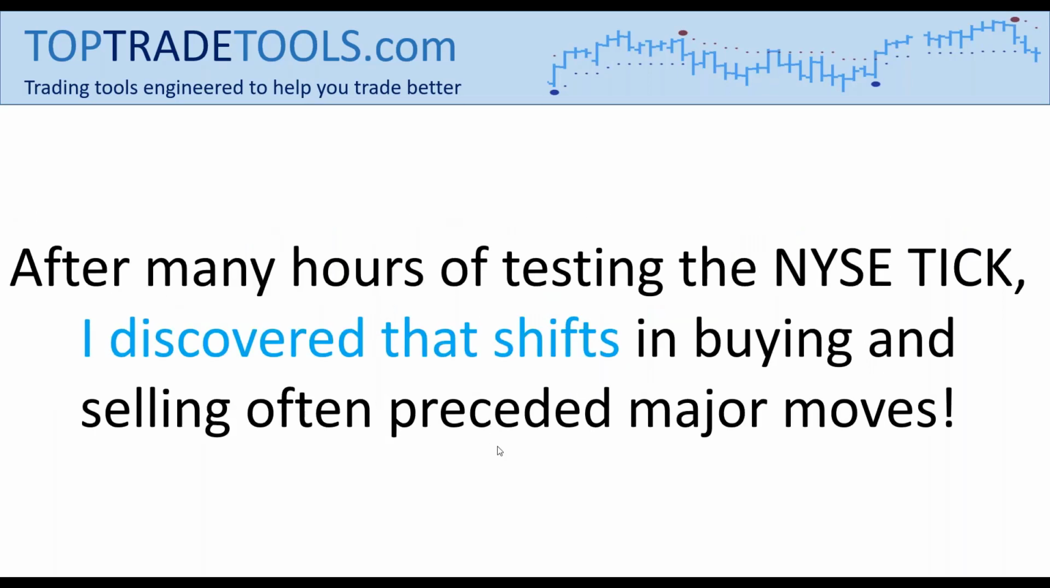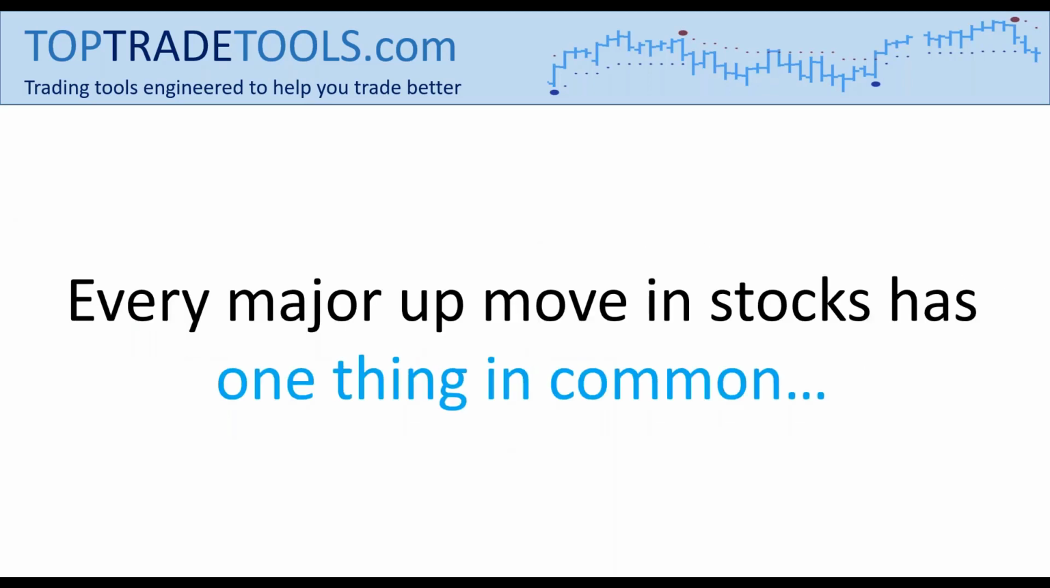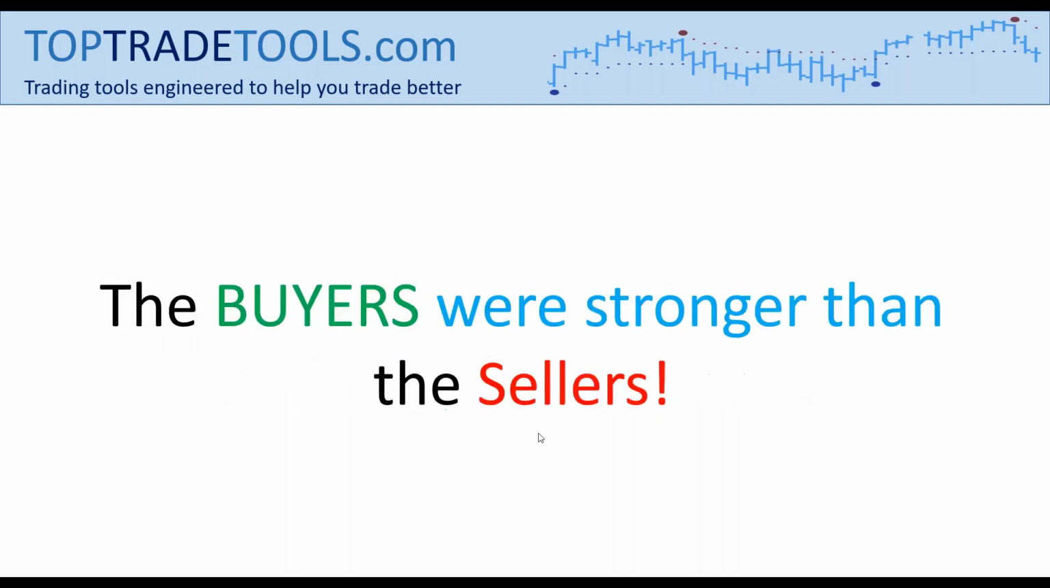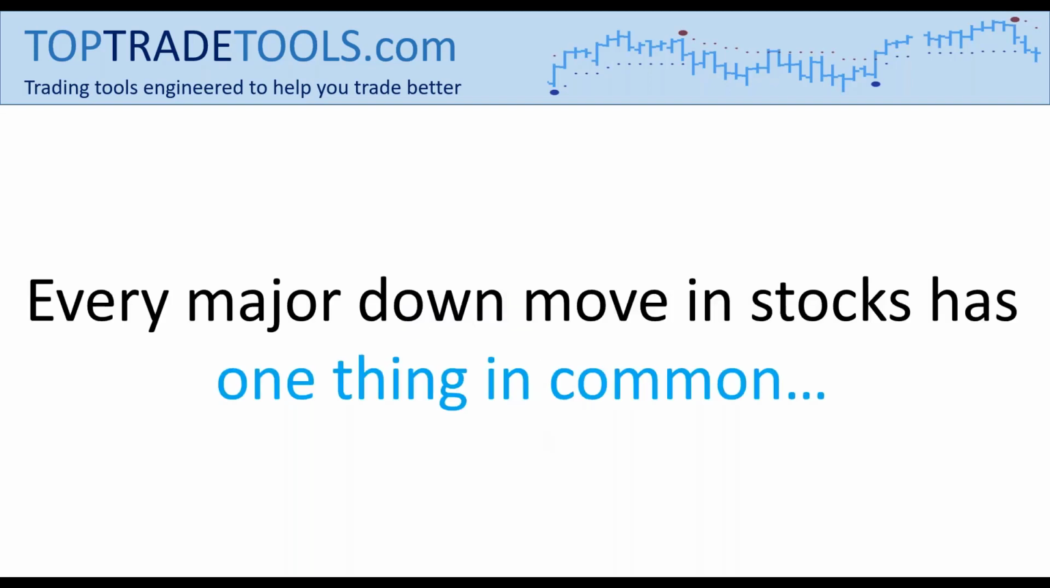After many hours of testing the NYSE tick, I discovered that shifts in buying and selling often preceded major moves. Every major up move in stocks has one thing in common over time: if you go back over the years, the buyers were stronger than the sellers. Now, this is common sense, right? But can we actually get the data that tells us that the buyers are stronger than sellers?